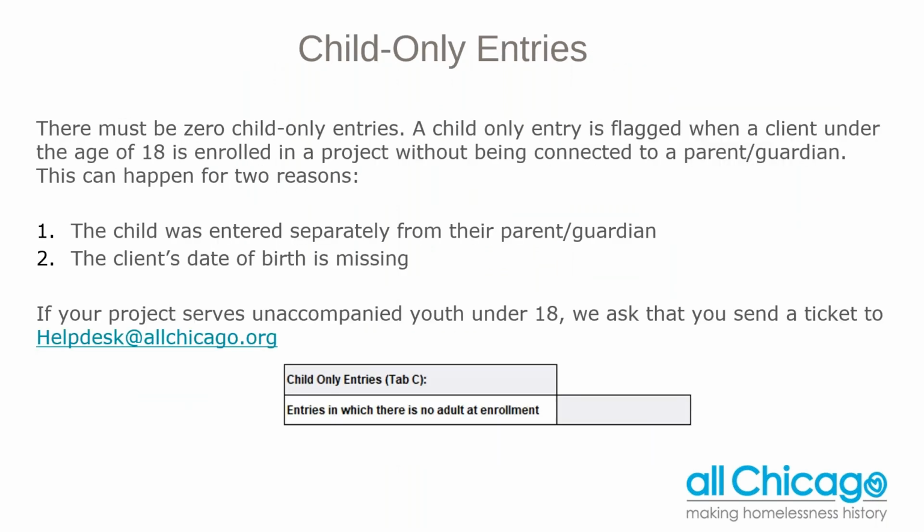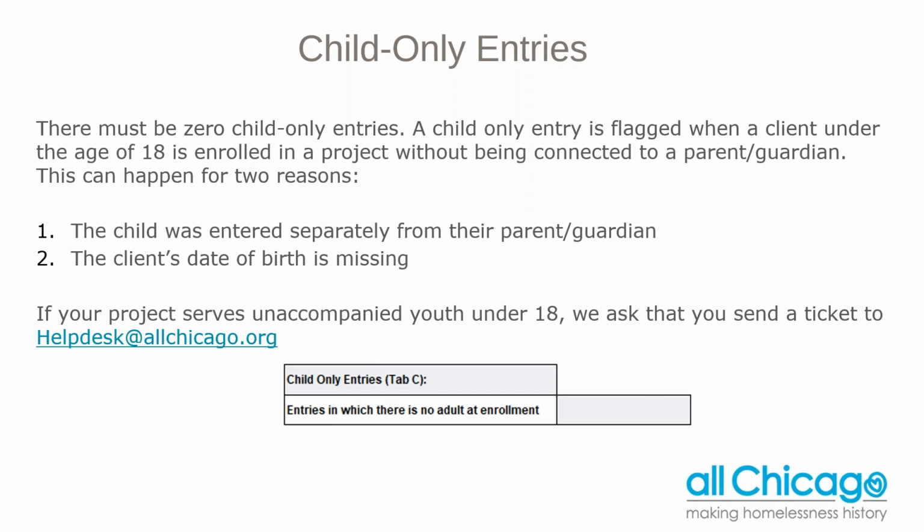Okay, so the next piece is going to be child-only entries. There must be 0 child-only entries in your project unless your project is funded for youth. If that's the case, then let us know. But ideally, no child-only entry should exist in your data. A child-only entry is flagged when a client is under the age of 18 and is enrolled in a project without being connected to a parent or guardian.